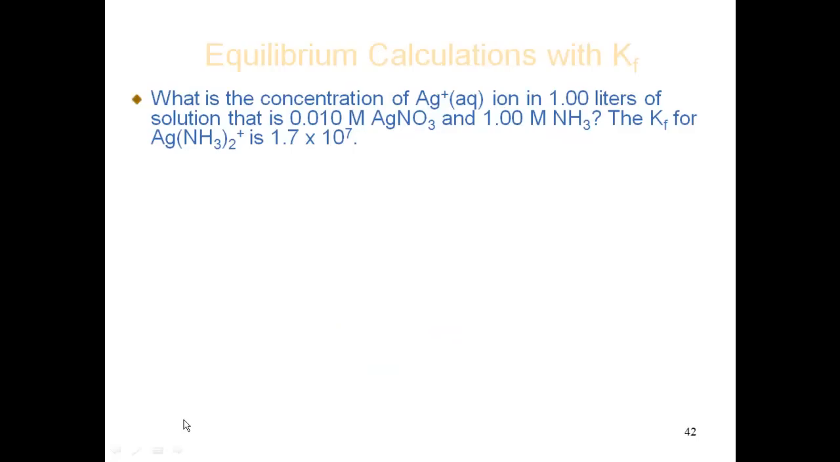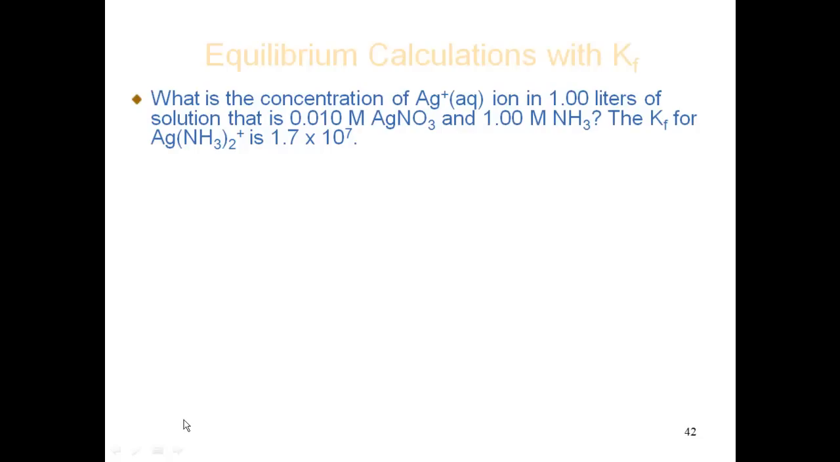All right, what is the concentration of silver ion in 1 liter of solution that is 0.1 molarity silver nitrate and 1 molarity ammonia? Kf for the diamine silver ion is 1.7 times 10 to the 7. So we mix in silver nitrate and ammonia. Okay, that's going to have a reaction and it's going to form a complex. After that complex is formed, then we're going to have our equilibrium established and we want to know how much silver is there. Okay, so basically I want to know how much silver is going to be there after the complex is formed.